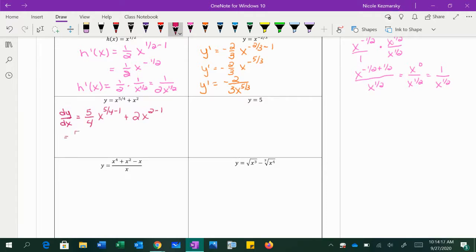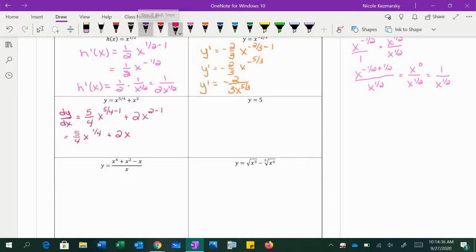So that's going to give us 5/4 x to the 1/4 plus 2x. And it's technically 1, so we don't have to write it. So there's our derivative.